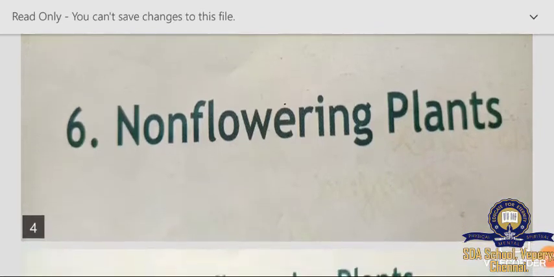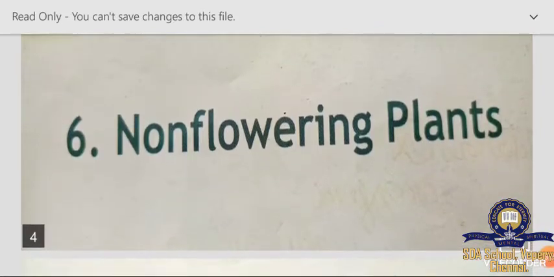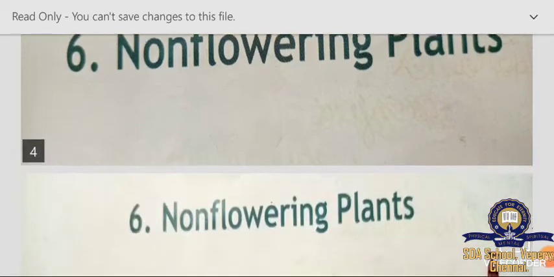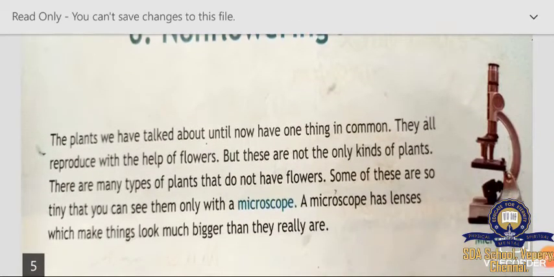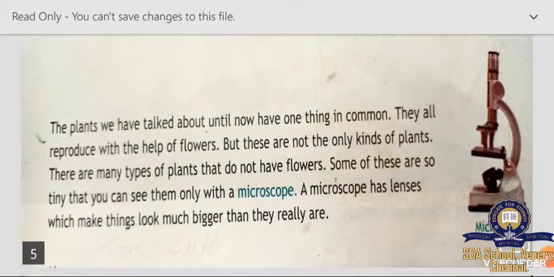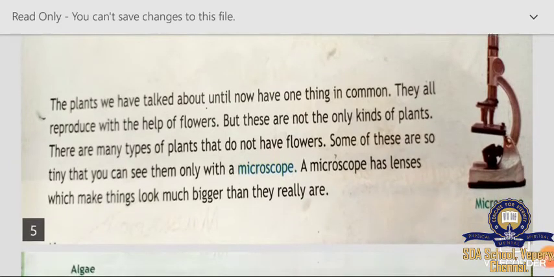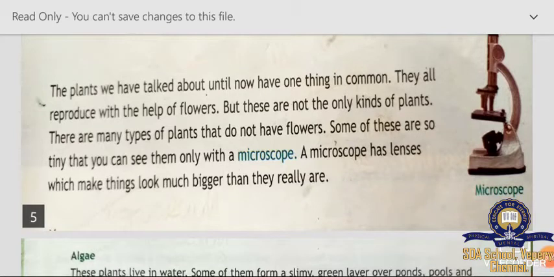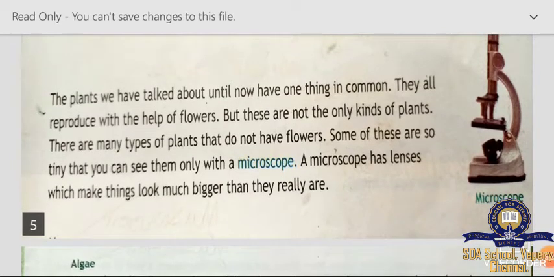Let us see the non-flowering plants. Lesson number 6, non-flowering plants, which means the plants do not have flowers. The plants we have talked about until now have one thing in common. They all reproduce with the help of flowers. But these are not the only kinds of plants. There are many types of plants that do not have flowers.